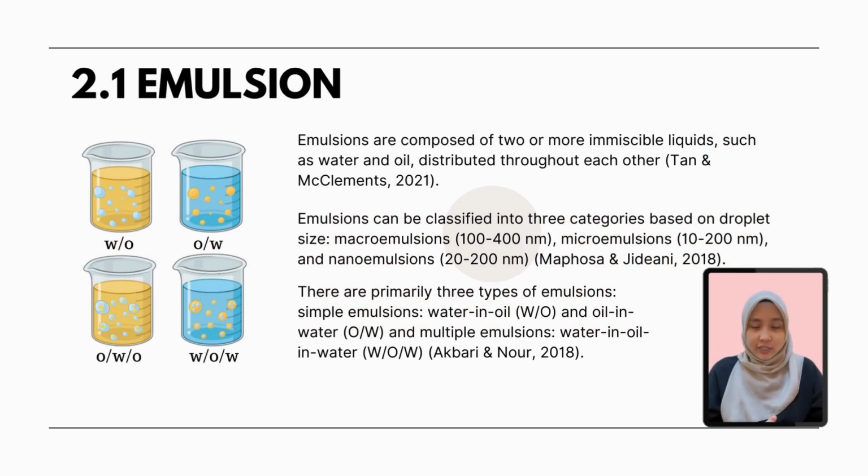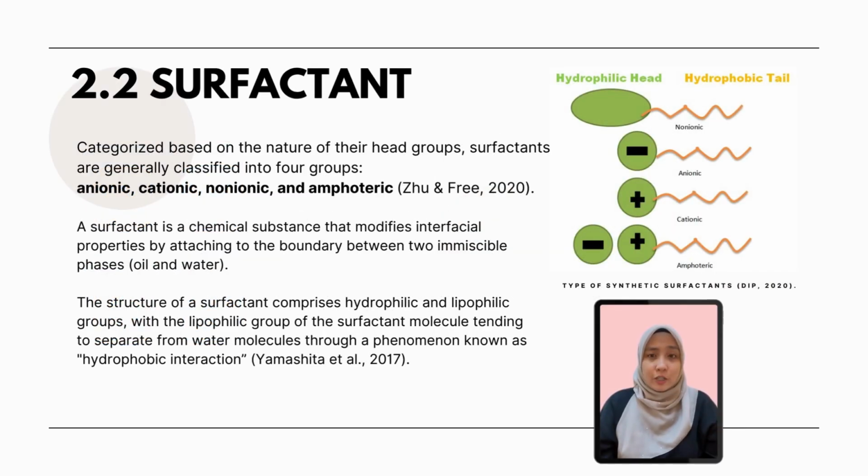Before we go any further, emulsions are composed of two or more immiscible liquids such as water and oil distributed throughout each other. Emulsions can be classified into three categories based on droplet size, which is macroemulsions, microemulsions, and also nanoemulsions. There are primarily three types of emulsions. The simple emulsions are water in oil and oil in water, while the multiple emulsions are water in oil in water. Categorized based on the nature of their head groups, surfactants are generally classified into four groups, which is anionic, cationic, non-ionic, and amphoteric.